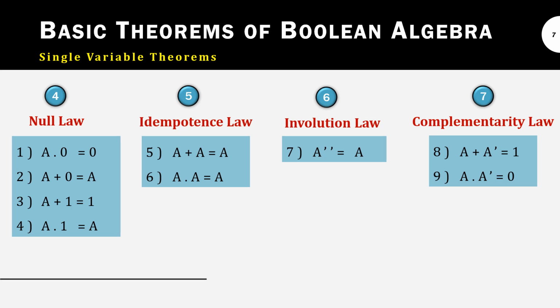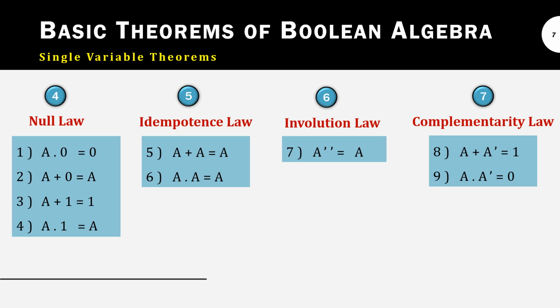Okay, so the first set of laws is called the null law, and the laws are A into 0 is equal to 0, A plus 0 is equal to A, A plus 1 is equal to 1, and A into 1 is equal to A. These four rules are based on the rules of logical addition and logical multiplication. When we perform a logical multiplication with 0, the output will always be 0. And if you perform a logical addition with 1, the output will always be 1.